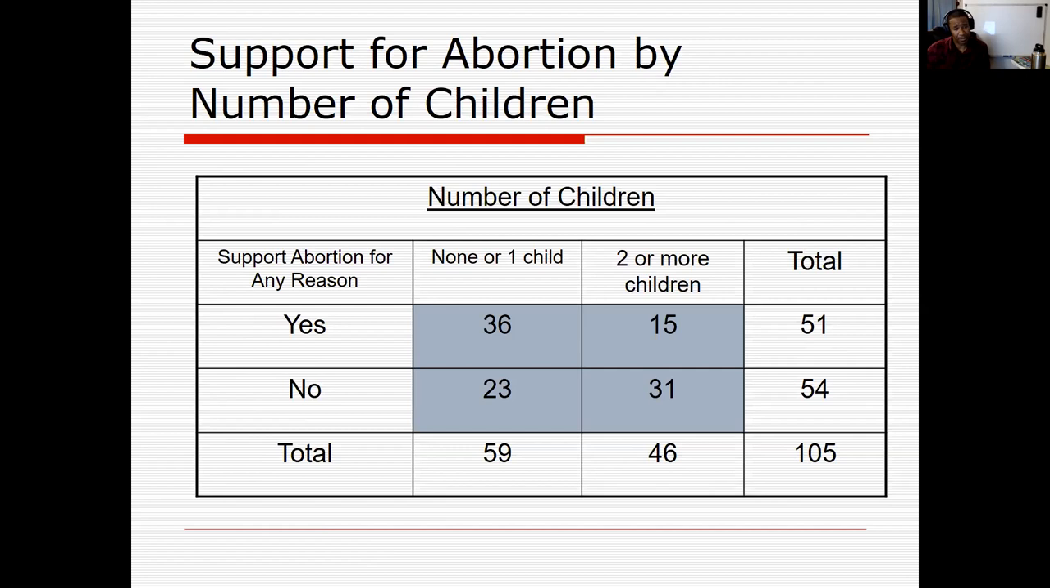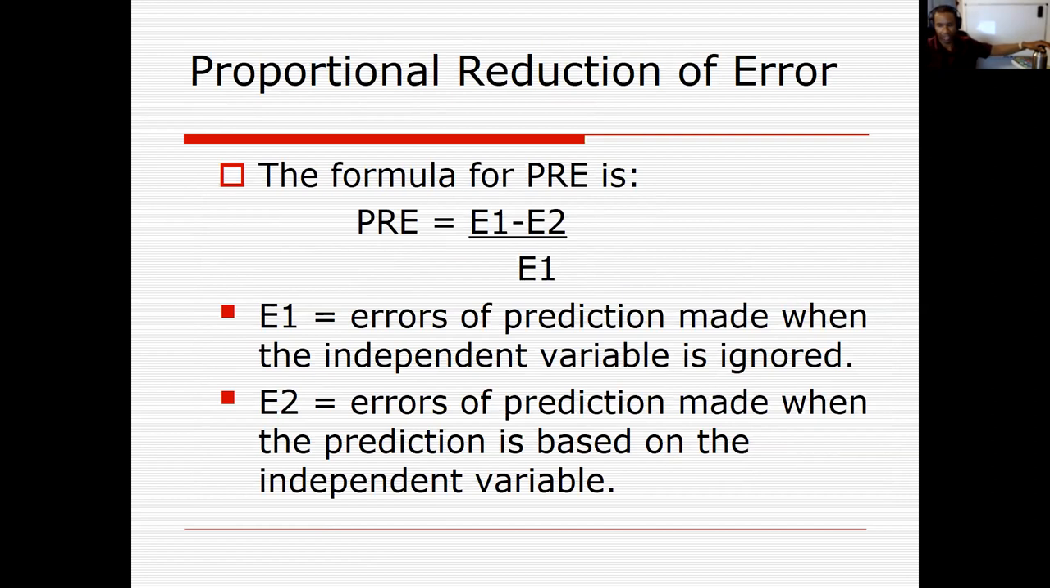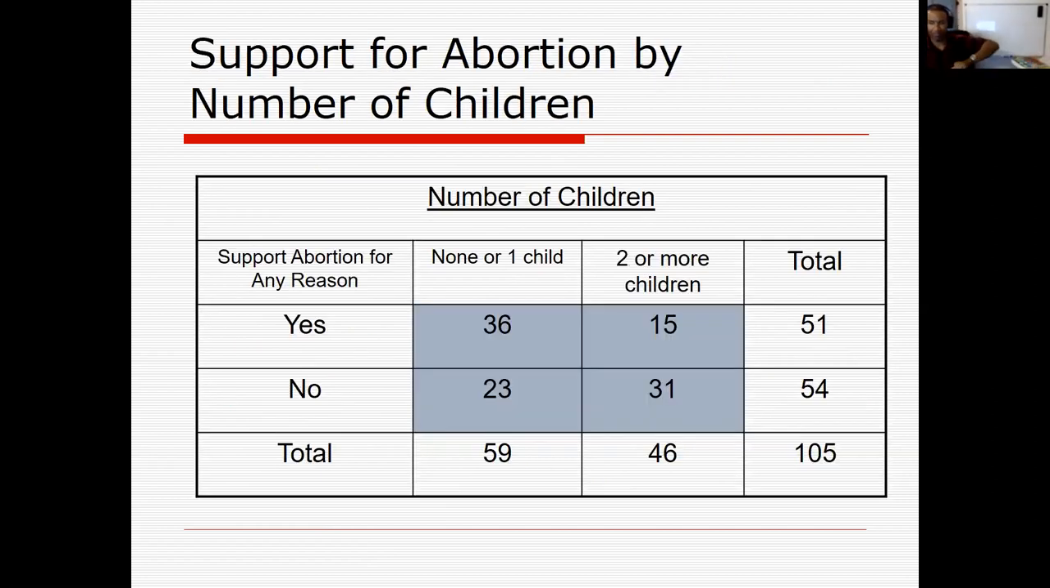Yes. Because if I was in class, I'd be trying to stand in front of the number of children and just pretend like, hey, don't even look at this. So don't look at the middle section. We're just looking at support for abortion for any reason, yes or no. And we're looking at the row totals, 51, 54, and the N of 105. That's all we want to look at when we're doing E1. Does that make sense to people? We're ignoring the whole middle because the middle is the independent variable. And we want to ignore that because E1 are the errors of prediction made when we ignore the independent variable. Does that make sense to everybody?